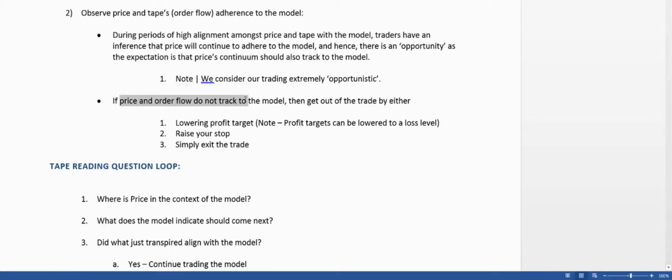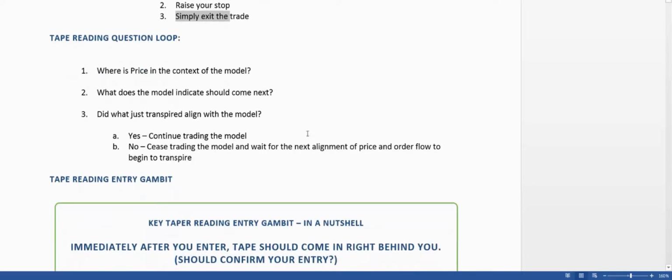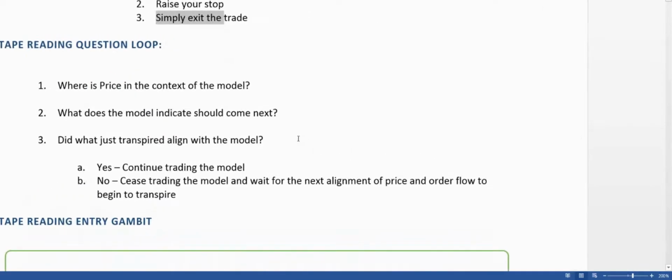If price and order flow do not track to the model, we're going to either lower our profit target, and profit targets can be lowered to a loss level. We can raise our stop or we can simply exit the trade. In terms of the rule of thumb, this is what we're going to practice today.